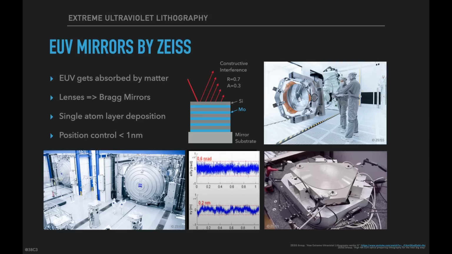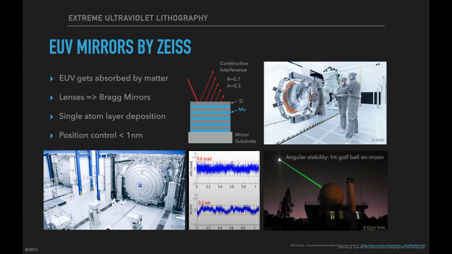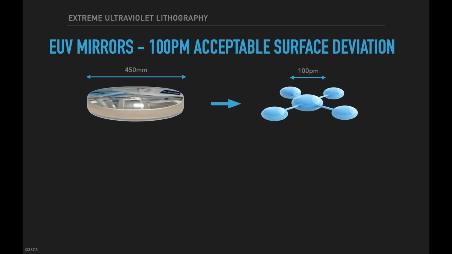So they are actively controlled to be more precise here. This is an actual measurement that's 0.2 nanometer. 1 nanometer, by the way, is the distance your fingernails grow in 1 second. So they control these mirrors to a fifth of that, or even lower, while in operation. And the angular stability, 0.6 nanoradian, what that means is you could shoot a laser and hit a golf ball on the moon. Right? It's really remarkable technology.